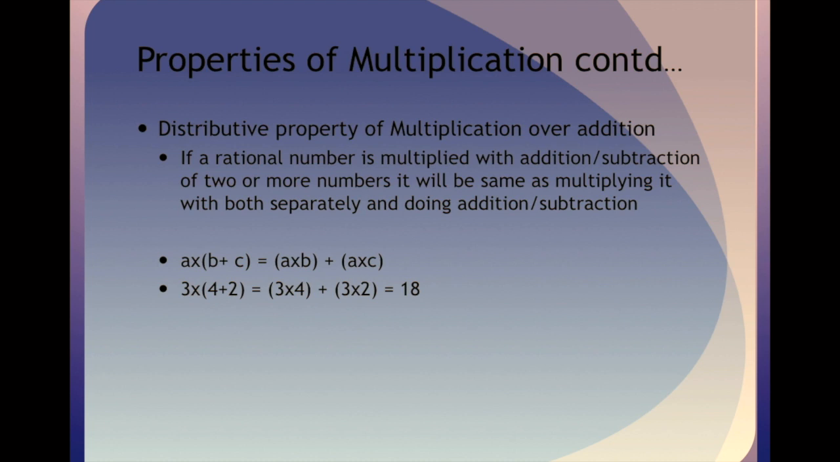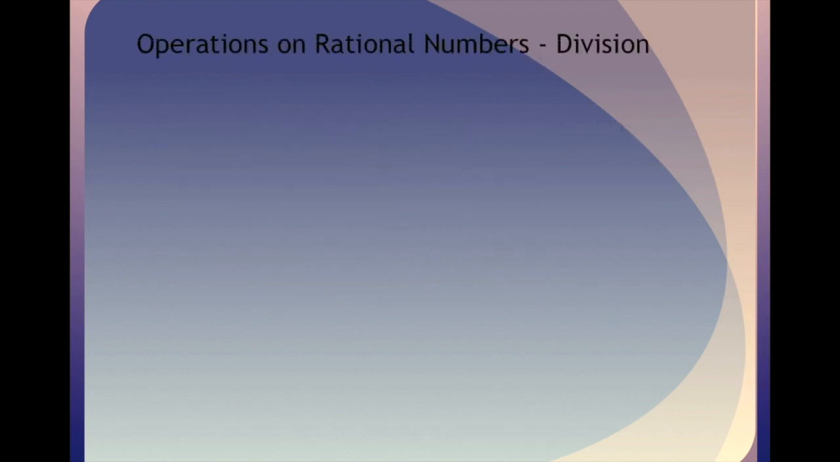Please note again, if we have to multiply a rational number to a series of addition or subtraction in a bracket, the rational number will multiply to each and every individual number in that bracket. So a into (b plus c) will become a into b, and the sign as it is, which is plus here in this case, plus a into c. So a is multiplying with both b and c. Now let us jump to division.